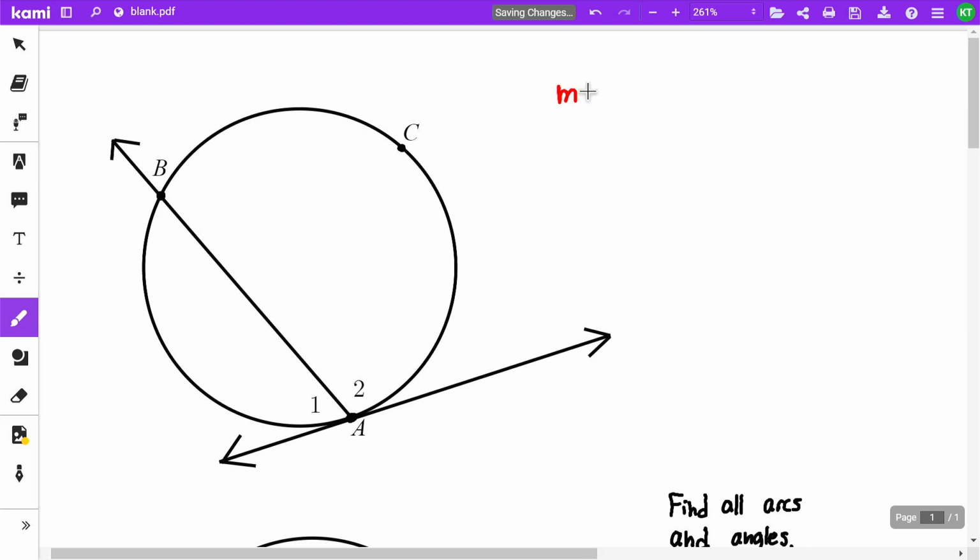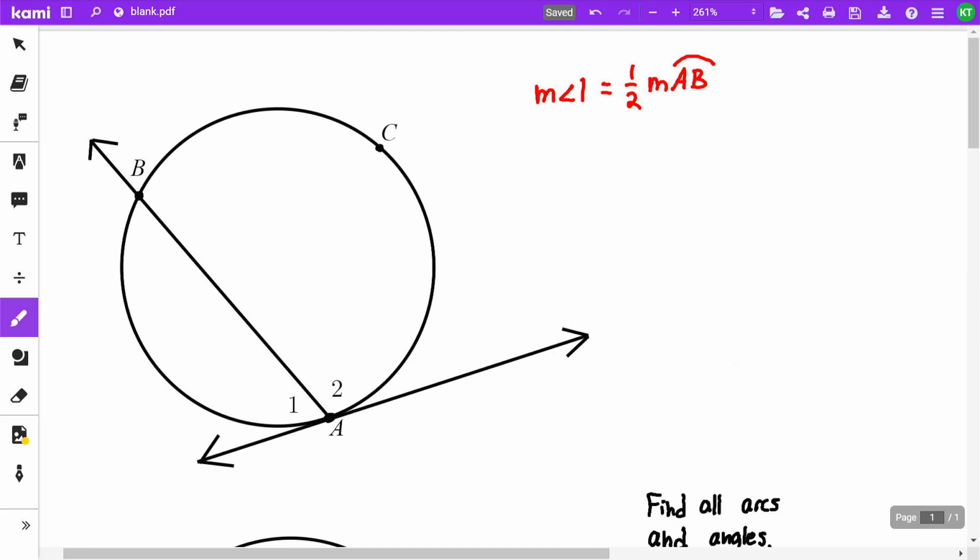The measurement of angle 1 is going to be equal to 1/2 the arc it intercepts. The arc it intercepts is arc AB, so the measurement of arc AB. Again, that looks just like how inscribed angles worked. And so also with angle 2, the measurement of angle 2 is going to be equal to 1/2 the measurement of arc ACB. Now we're going to go ahead and apply this in some examples below.